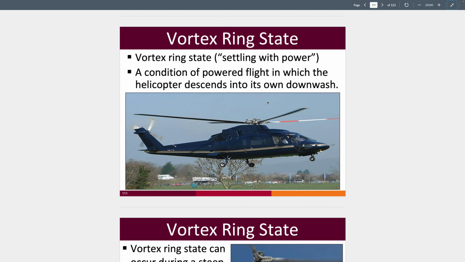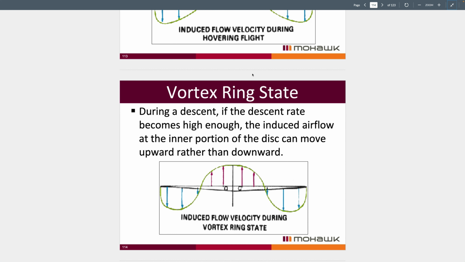So vortex ring state is also known as settling with power, and this is a condition of power whereby we drop the main rotor into its own downwash, causing it to lose lift. During a descent, if the descent rate becomes high enough, the induced airflow at the inner portion of the disc can move upward rather than downward. And this is what happens when we have vortex ring state. So the helicopter quickly settles into its own turbulence, and that spoils the airflow over the blades.